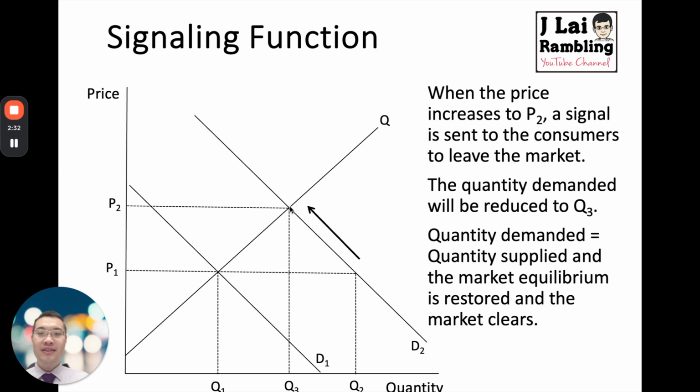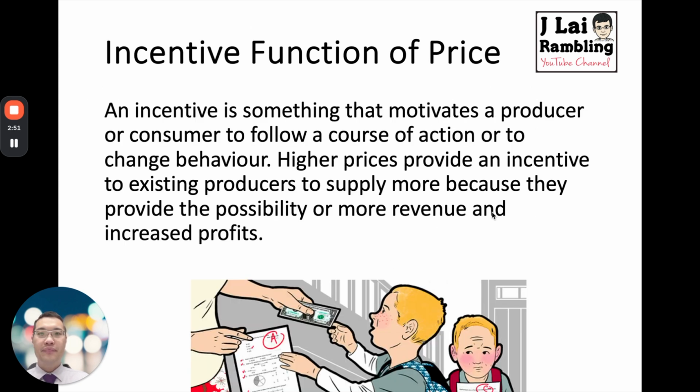Just to repeat, can you see how it's a contrasting signal? On the one hand, it is telling the suppliers to enter the market and supply more at Q3, and on the other hand, it is telling the consumers to demand less, reducing the quantity demanded from Q2 to Q3. This is, however, only half the story.